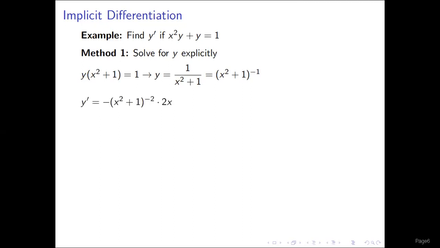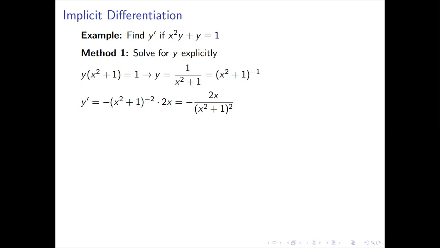So getting y prime, we apply the power rule, bring down, subtract 1, differentiate the base. So we get this. And simplification gives us the derivative as negative of 2x all over x squared plus 1 quantity squared. So here we have gotten the derivative by explicit solving for y first, then differentiating after.